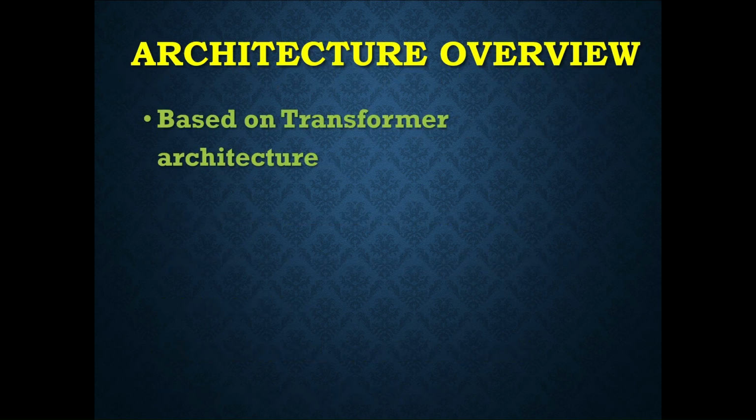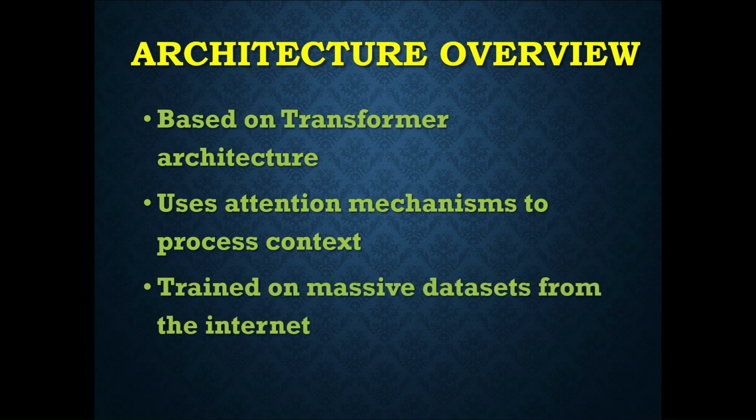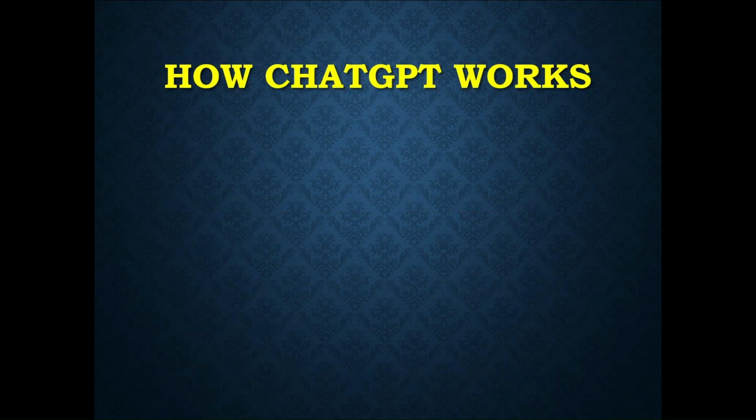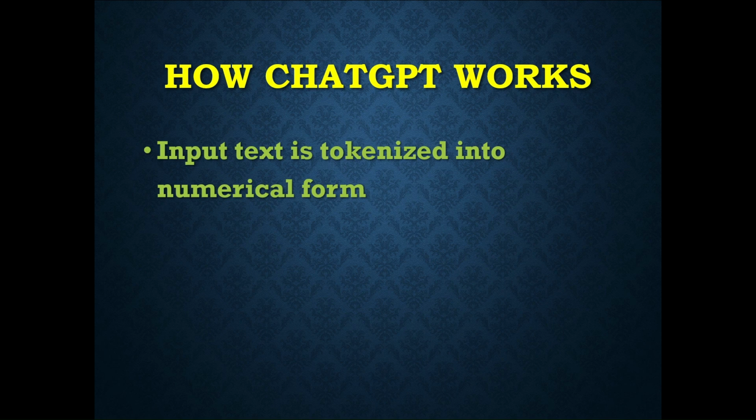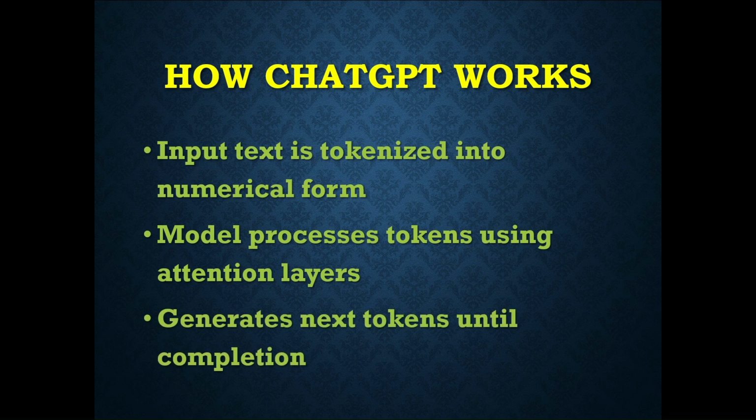The architecture overview: it is based on the GPT, the Generative Pre-trained Transformer architecture. It uses an attention mechanism to process context, and is trained on massive datasets from the internet. It's fine-tuned for conversational tasks. How does ChatGPT work? The input text, our prompt, is tokenized into numerical form. Then the model processes those tokens using attention layers. To generate the new tokens, it will wait until the existing ones are complete.